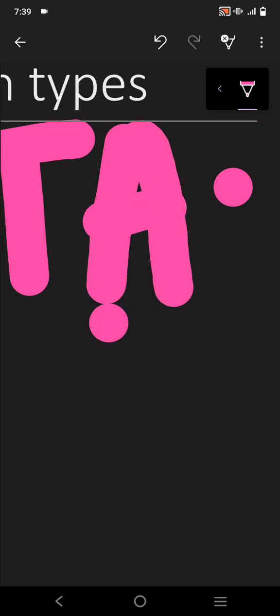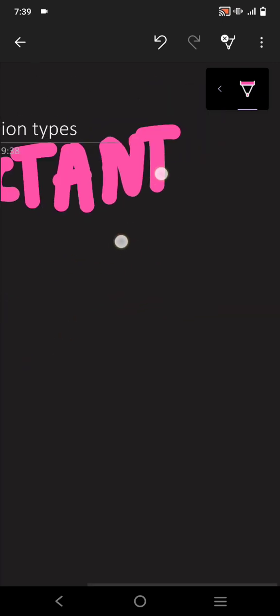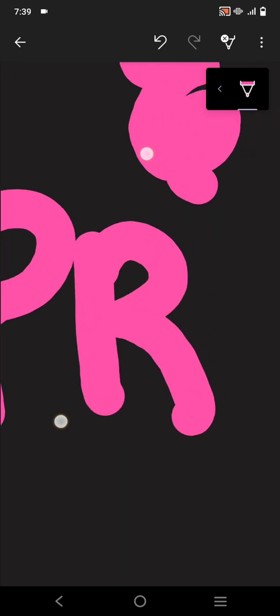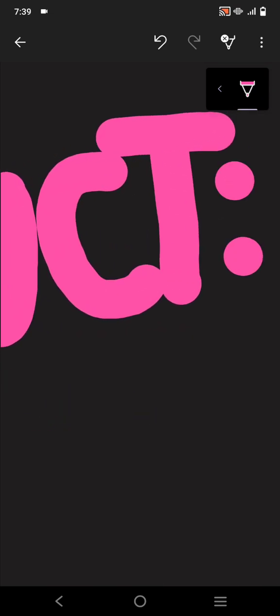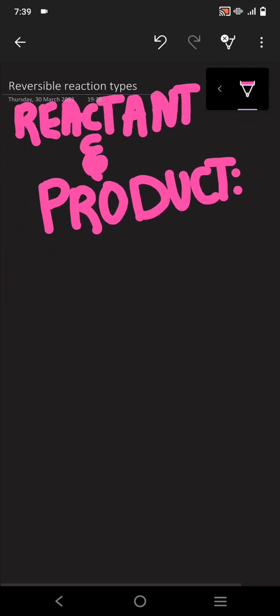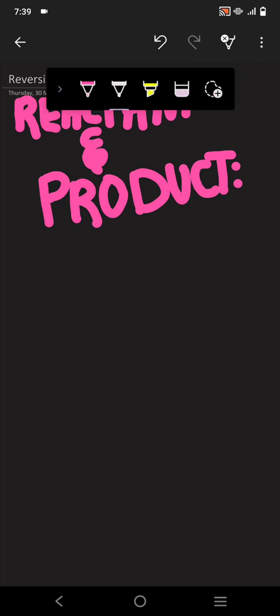We will be having a look at the types of reversible reaction. As we have discussed, in a chemical reaction there are two quantities, that is reactant and product. Okay, what is reactant and what is product? So reactant is like, for example, I'm going to give you an example of how the reactant is converted into product.